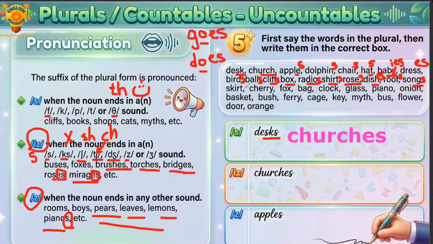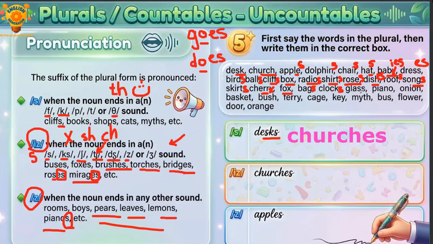And here we have skirt. We have unvoiced sound, so it will be skirts. And cherry, here we have a consonant. Yes, we will drop it like baby as well, and we will put IES. It will be cherries. And the word fox, it will be foxes, like this one. It will be foxes, like here. And the word bag, we will add just an S. It will be bags. And the word clock, it would be clocks, because here we have the k sound like this one, so we will just add the s sound like here, clocks.